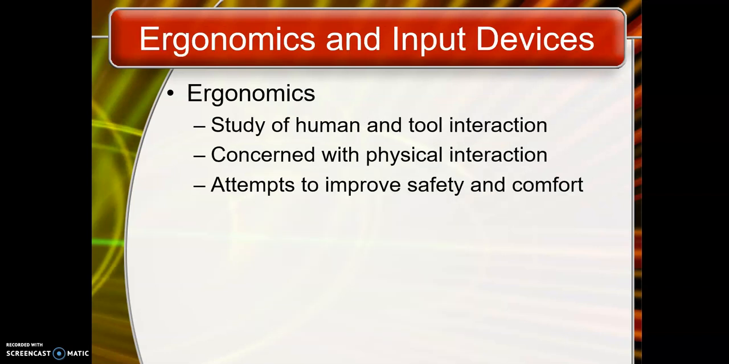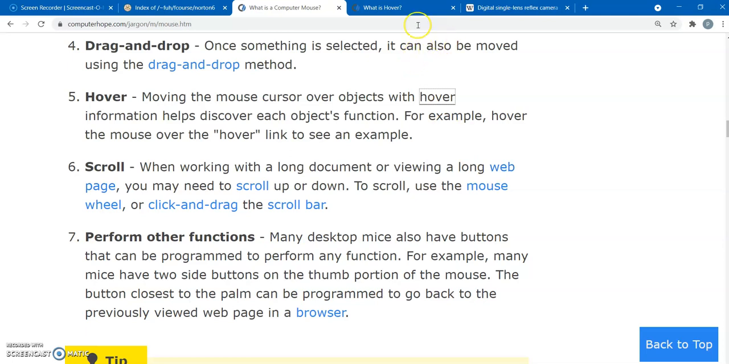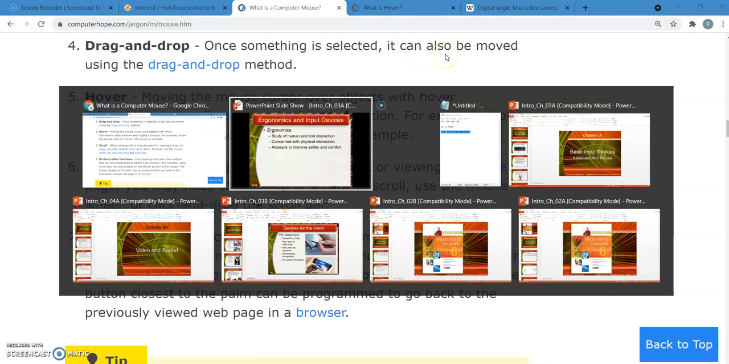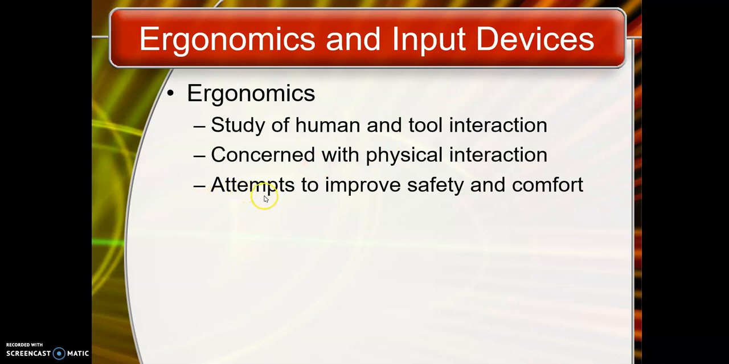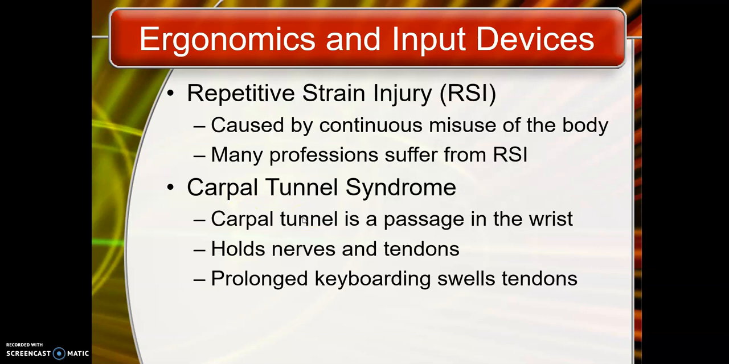Now let's see what ergonomics is. It is the study of human and tool interaction. Tools include electronic devices, laptops, desktop computers, smartphones, IoTs, and so on. And ergonomics cares for human beings. It is concerned with the physical interaction of human beings. We will see in detail. It attempts to improve the safety and comfort of human beings.